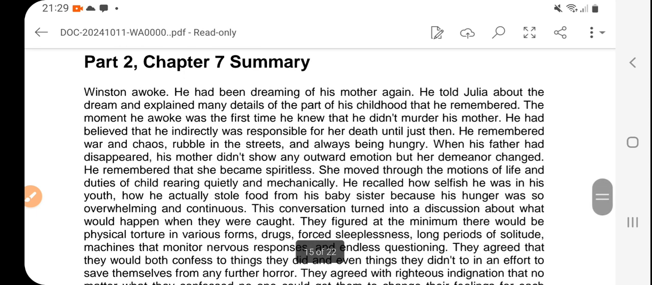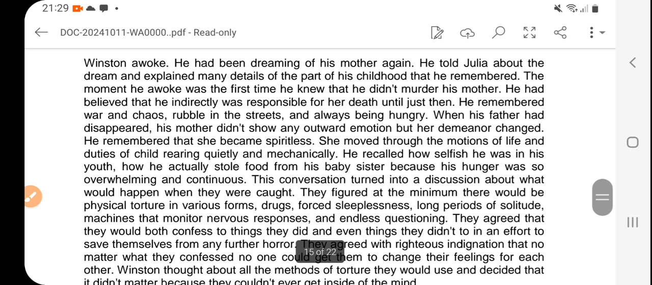Now in chapter 7, Winston awoke. He had been dreaming of his mother again. He told Julia about the dream and explained many details of the part of his childhood that he remembered. So here Winston awoke, and then he shared his dream of his mother with Julia, his childhood and everything.